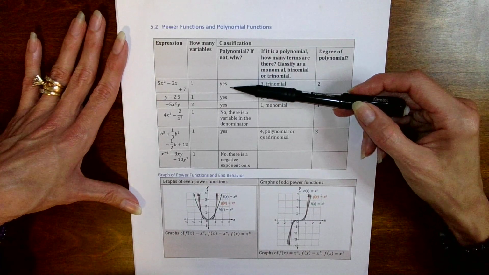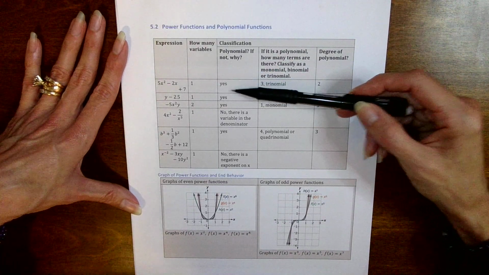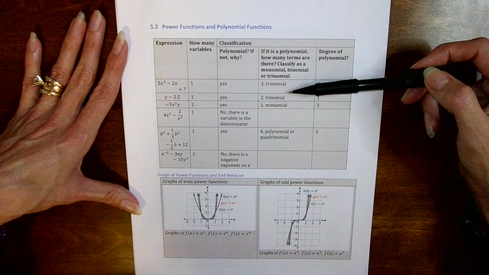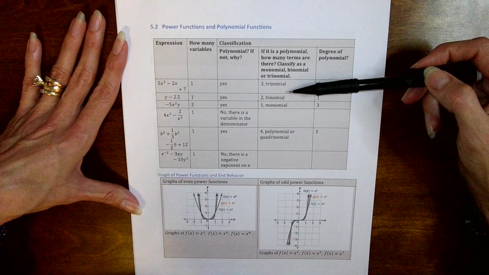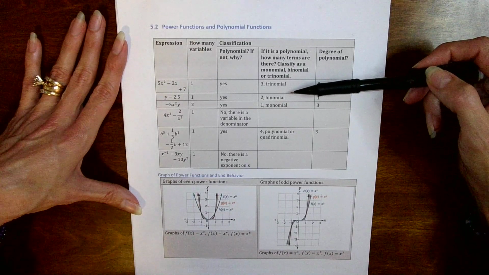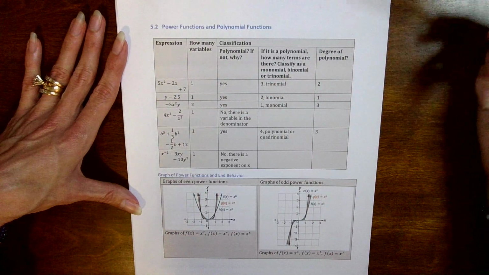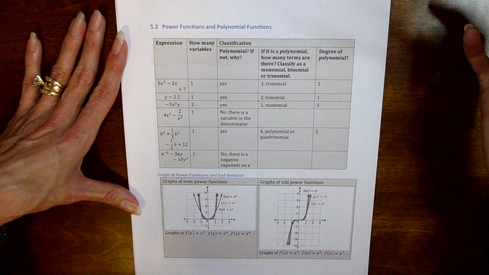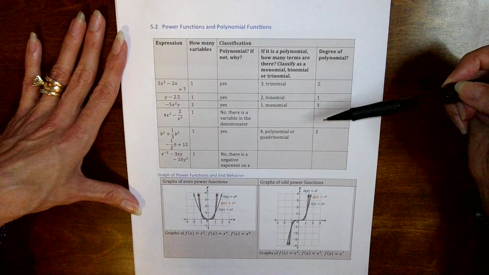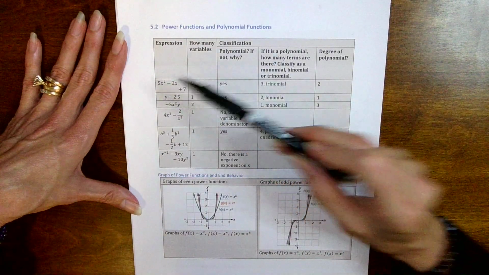Is it a polynomial? Yes. If it's a polynomial, how many terms are there? Well, there's 1, 2, 3, so it's a trinomial. Tri meaning 3, nomial being name or term. What's the degree of the polynomial? The highest power is 2.